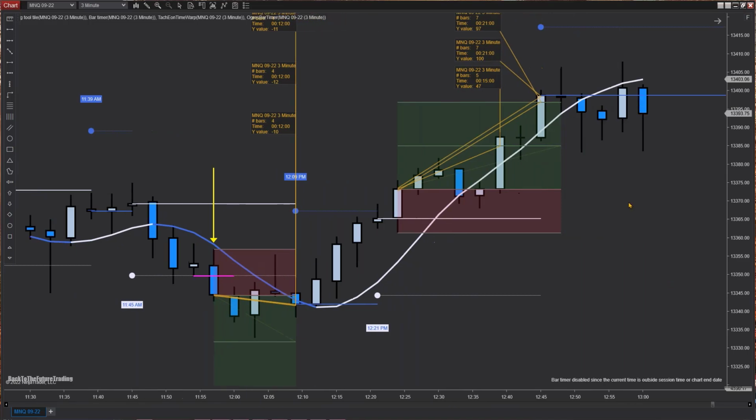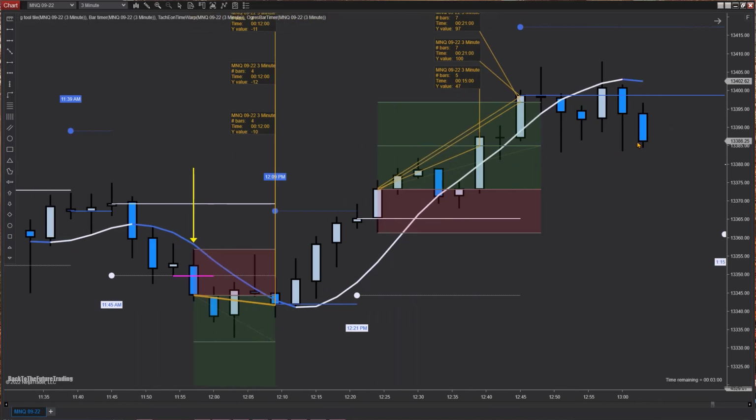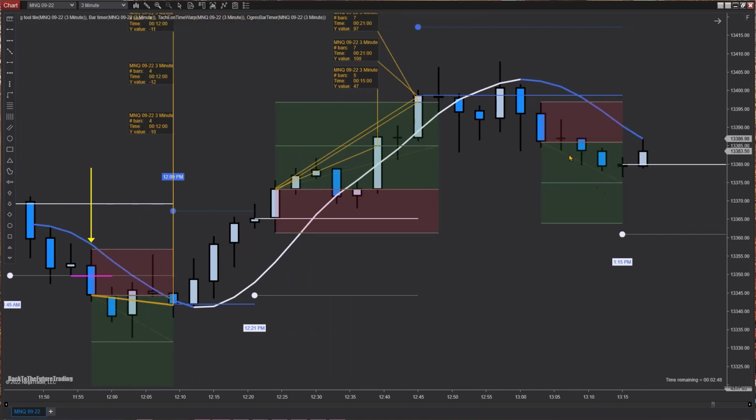A couple more minutes left. Nothing, nothing, nothing, nothing. Oh, sorry. Candle of significance. Ooh, look out. Here. No targets hit. Close all positions. Flat at 115 and the day is over. Let's tally this sucker up.